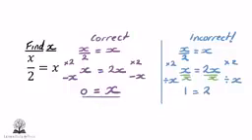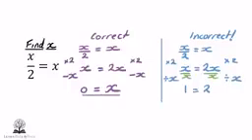And if you put that into the original equation, does it work? Well, let's try 0, which is x, divided by 2 equals 0. And yes, that does work.